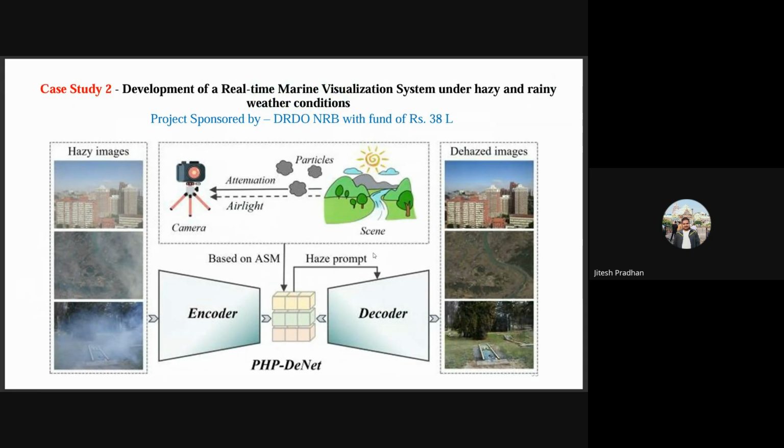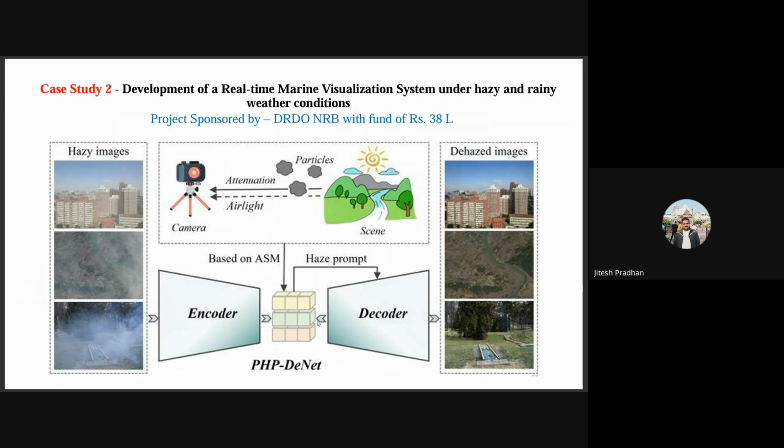Now let's take an example. It's a real-life generative adversarial network problem that we are working on: development of a real-time marine visualization system under hazy and rainy weather conditions. It's a DRDO sponsored project, sponsored by NRB Lab, Naval Research Board Lab. It's a funded project. We have to take hazy images in marine conditions. Right now we are in the first year. The image will be hazy, and our target is to get a dehazed image.